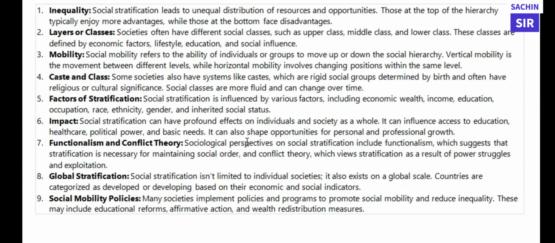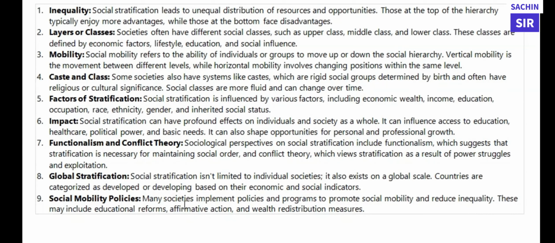Functionalism and conflict theory. Sociological perspectives on social stratification include functionalism, which suggests that stratification is necessary for maintaining social order, and conflict theory, which views stratification as a result of power struggles and exploitation. Global stratification. Social stratification isn't limited to individual societies, it also exists on a global scale. Countries are categorized as developed or developing based on their economic and social indicators.